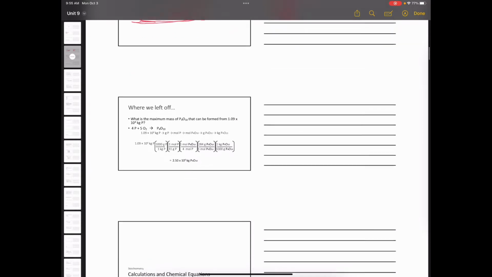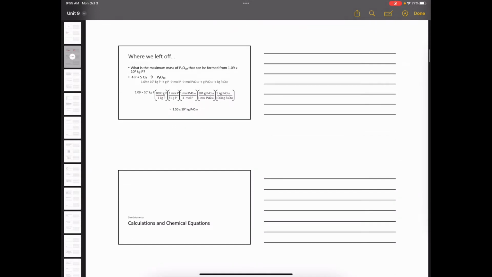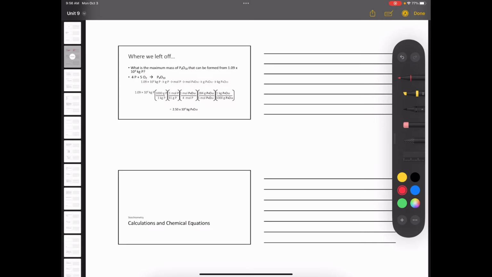Okay? So we left off last time when we did some conversions between the phosphorus and the phosphorus oxide. Okay? And if you may remember, we looked at the maximum mass of P4O10 that can be formed from 1.09 times 10 to the power 4 kg of phosphorus. And what we said is that phosphorus has a ratio of 4 compared to the molecule of phosphorus oxide. So this is the sketch that we went through.